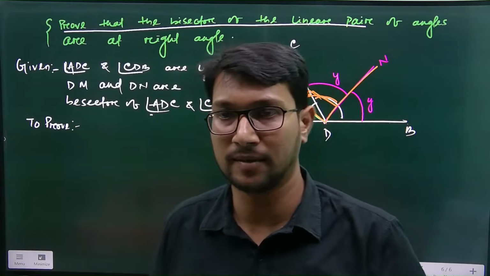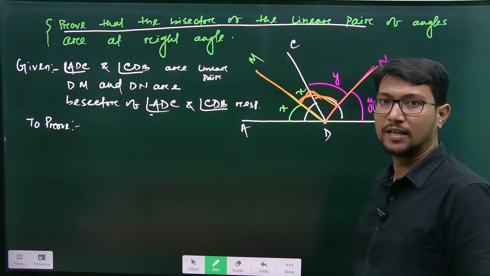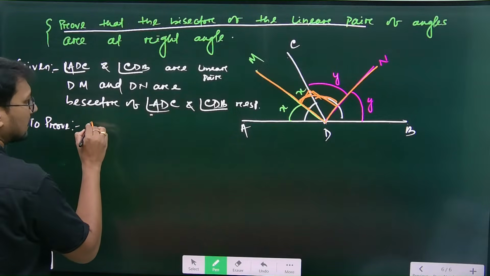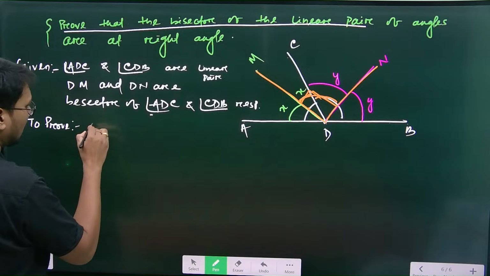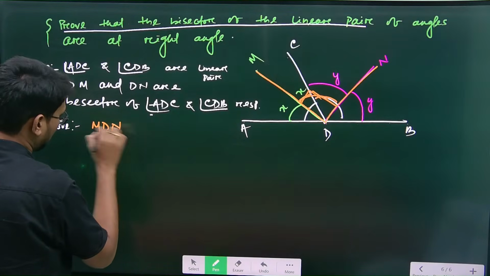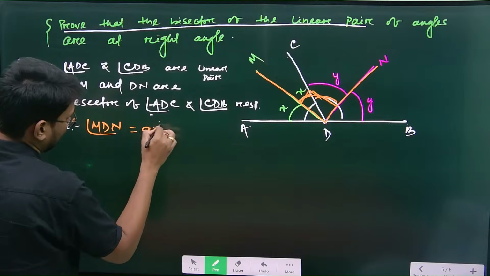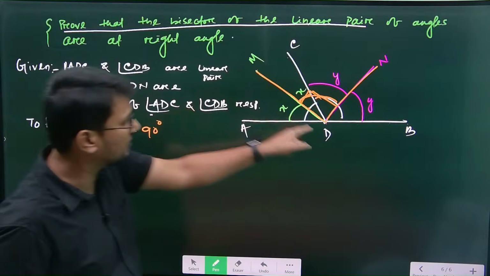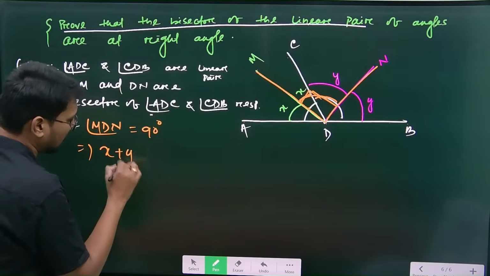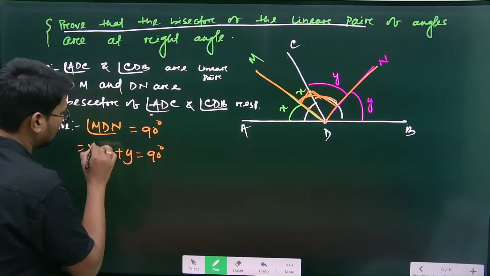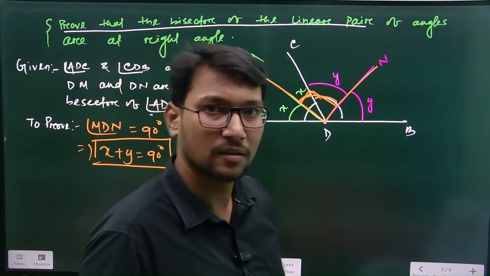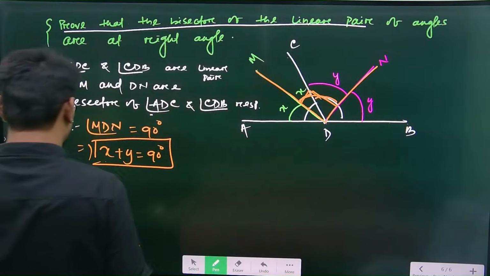Are you getting, everyone? Are you getting what is to prove? We are going to prove, children, that the angle MDN is equal to 90. Meaning, what is the value of angle MDN? That is, x plus y is 90. We have to show this. Clear, everyone? Okay. Now check the proof.